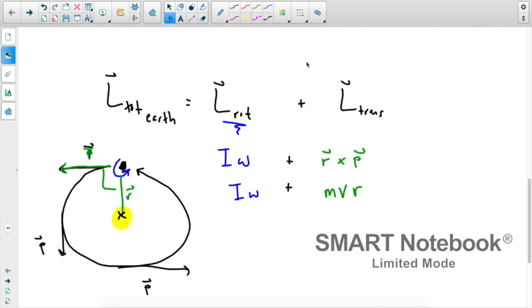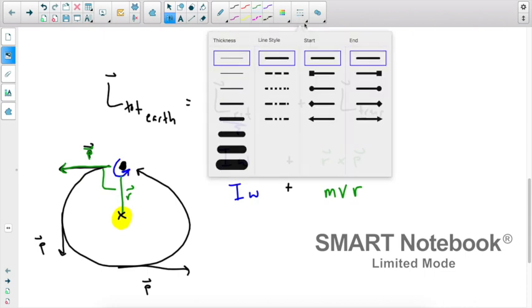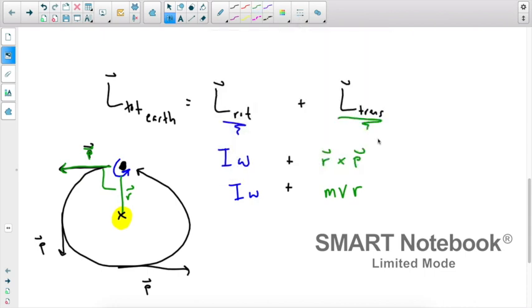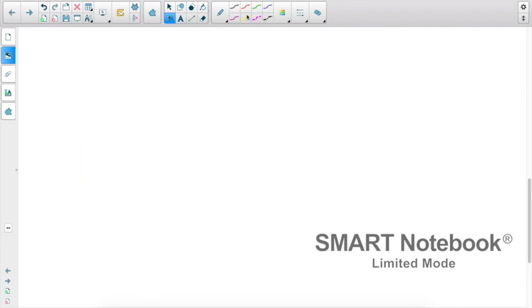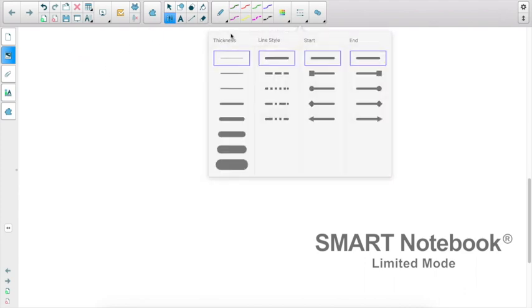So hopefully that helps you understand the differences in the two types and how we need both of them. I'm going to try to help you appreciate the fact that these two types of angular momentum have a deep relationship.